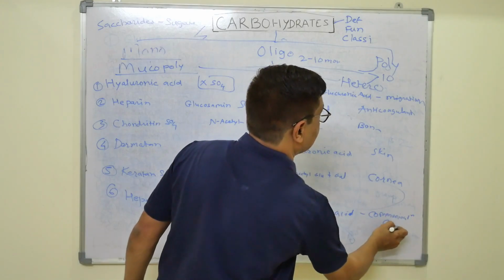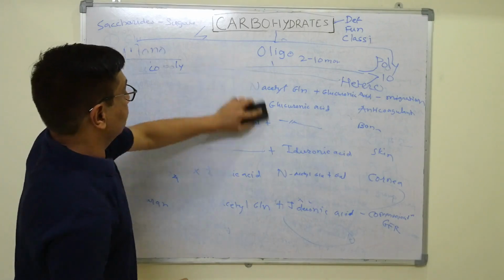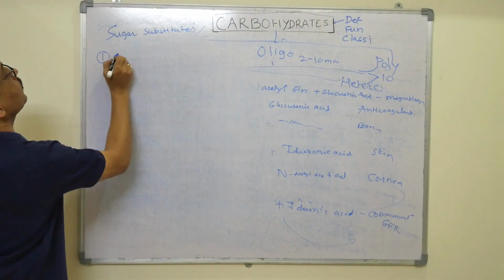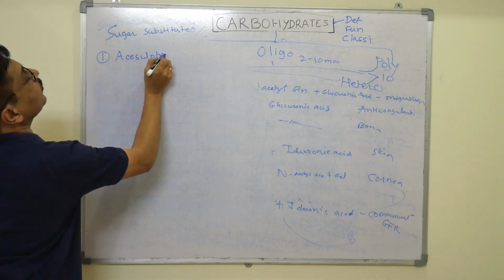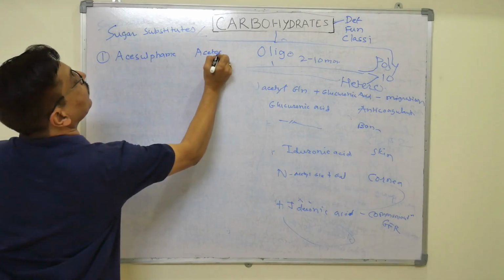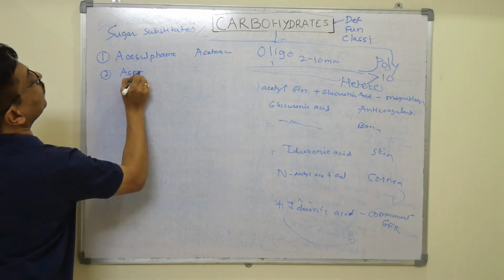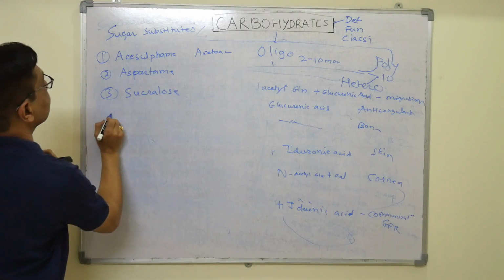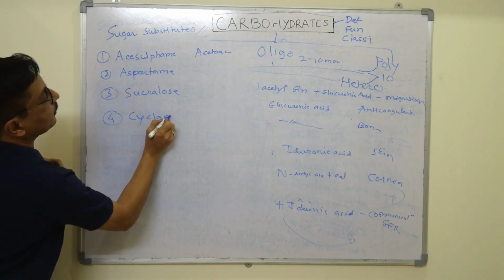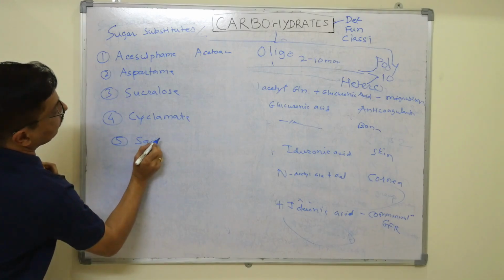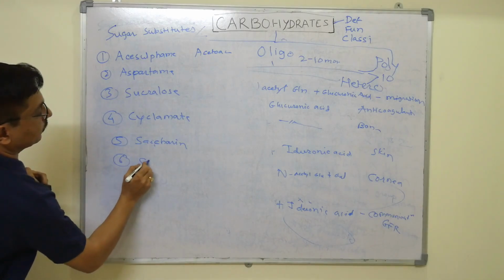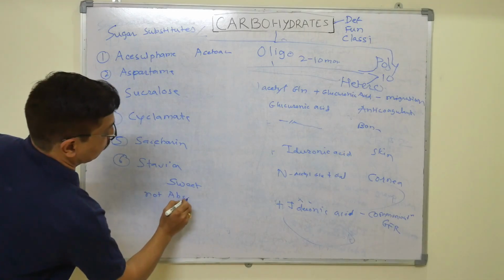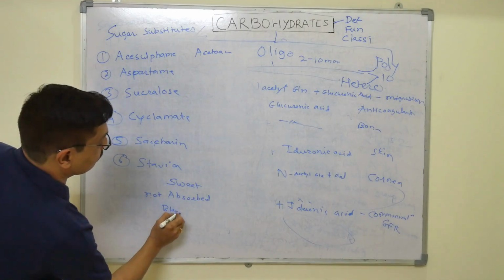Coming to sugar substitutes or artificial sweeteners, some compounds are used as sweeteners. Examples: acesulfame made from acetoacetic acid, aspartame made from aspartic acid and phenylalanine, sucralose which is trichlorosucrose, cyclamate, saccharin and stevia. Stevia is plant-based. These are very sweet in taste but not absorbed, hence they are used as sweeteners for diabetes patients as they will not increase blood sugar level.